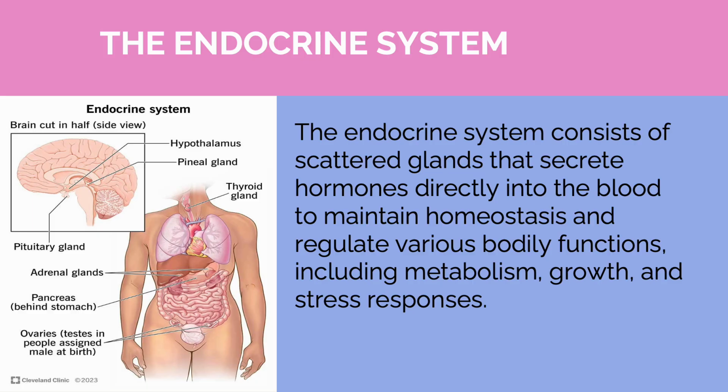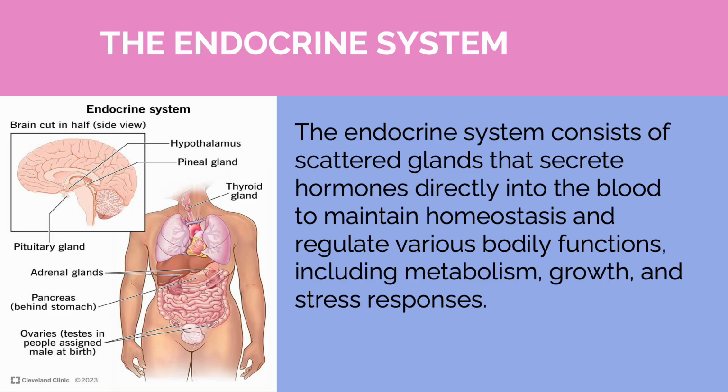So the endocrine system consists of a collection of glands. They're distributed throughout the body. They secrete hormones directly into the bloodstream for communication. They act as chemical messengers, and they help coordinate activities between organs and tissues. Now, the endocrine system also plays a major role in maintaining homeostasis, and it does this by regulating metabolism, growth and development, reproduction, fluid and electrolyte balance, blood glucose levels, and even our responses to stress.